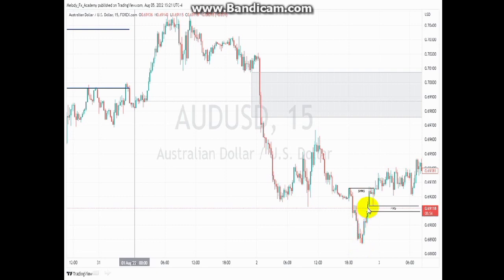I promised us I was going to talk about the difference between fair value gap and imbalance. That's going to be a topic for another time. Okay, so we had this fair value gap. We mark that out in time and we wait. We wait for price to come back to this level.